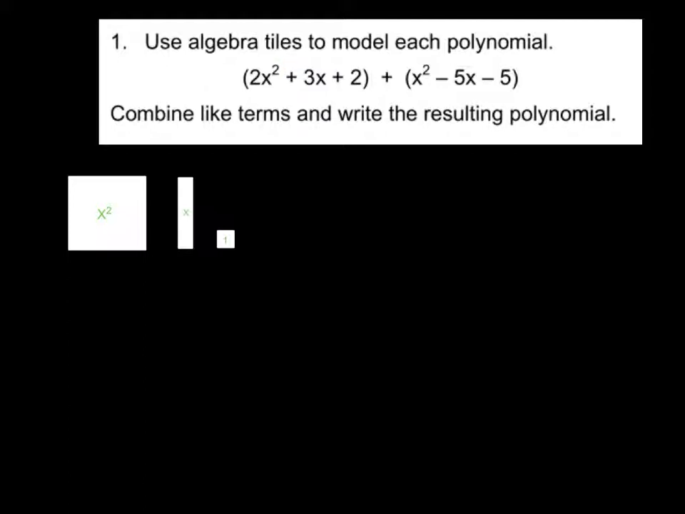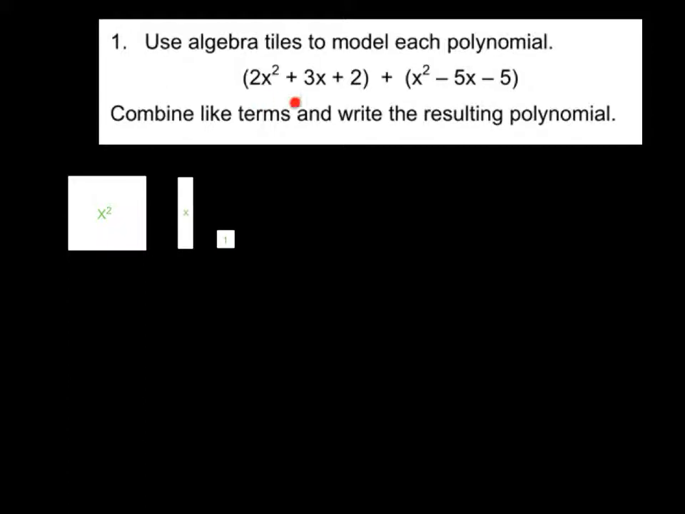Just as a reminder, the large algebra tile that is x by x for its dimensions represents an x squared, because x times x is x squared. The rectangular shaped algebra tile that is 1 by x is represented by x. And then the small square that's 1 by 1 represents 1.